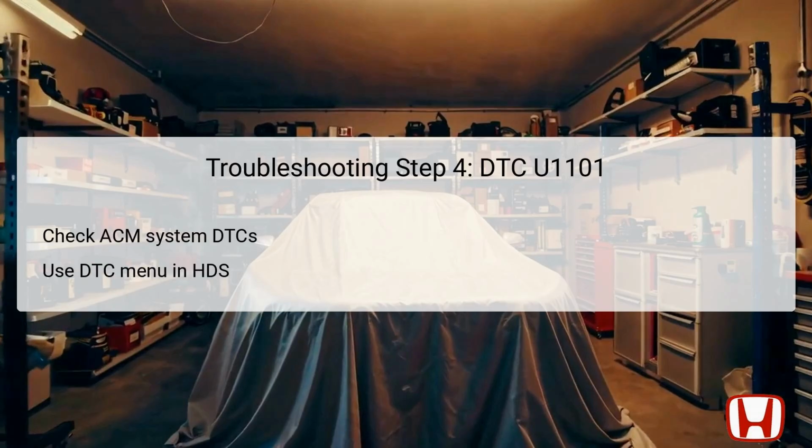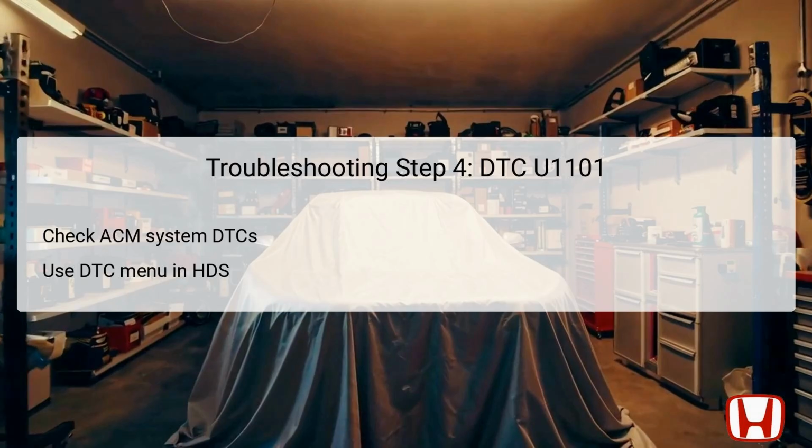In this step, it is essential to check for any active control module, ACM system-related DTCs, through the DTC menu on the HDS. The ACM is responsible for managing functionalities that affect the vehicle's handling and ride quality, and any faults here can manifest in performance issues. Determining whether DTC P15AB or any other ACM-related codes appear is crucial.